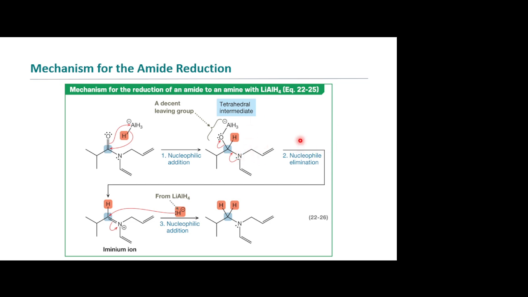So the next part is your elimination, which is this group leaving, of course, giving you the double bond here. This is, again, going to be positively charged. This is the iminium ion. Notice it looks like an imide, right? With a double bond to the nitrogen. However, it's positively charged.